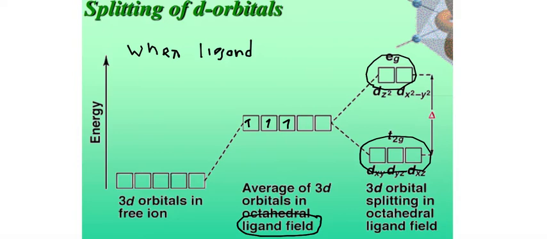Now, once it has split itself, it creates an energy gap here. So you see this is the marking of the energy gap, and this energy gap is the reason why the color that you see is different for each ligand and each d orbital.